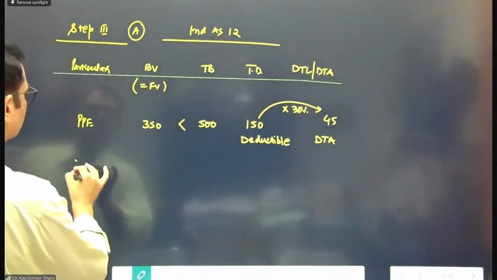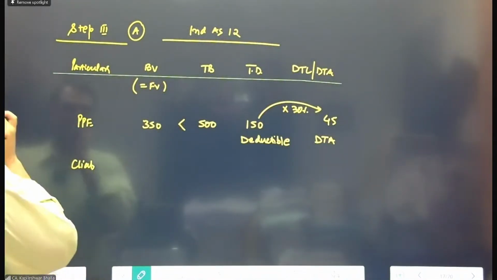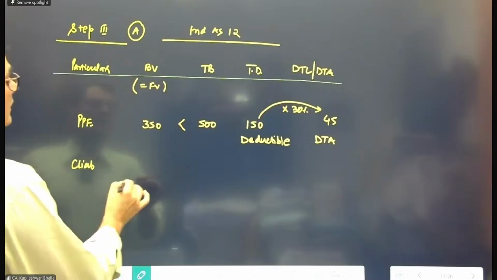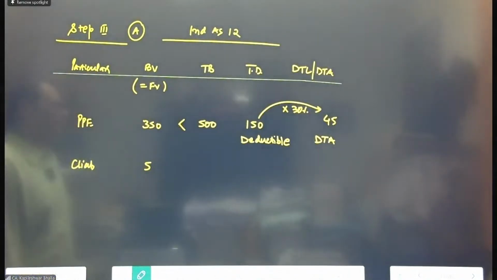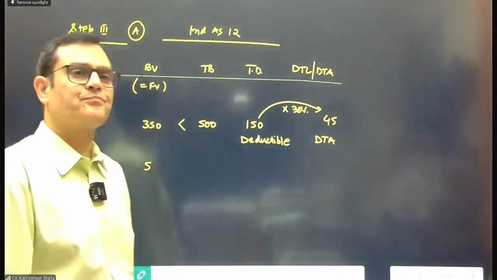And I think the next item we are given is the contingent liability. And as far as the contingent liability is concerned, the book value, or rather I would say the fair value, is 5 lakh. So what about the tax base of the contingent liability? 0.